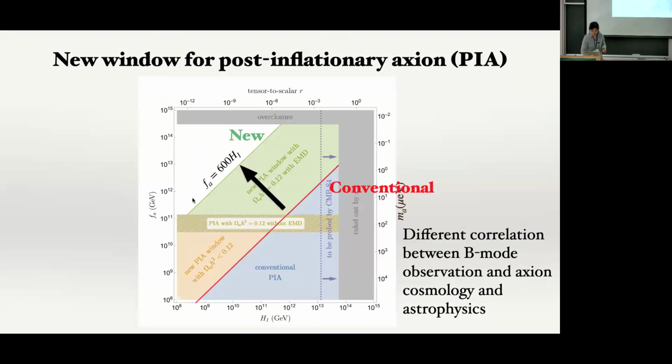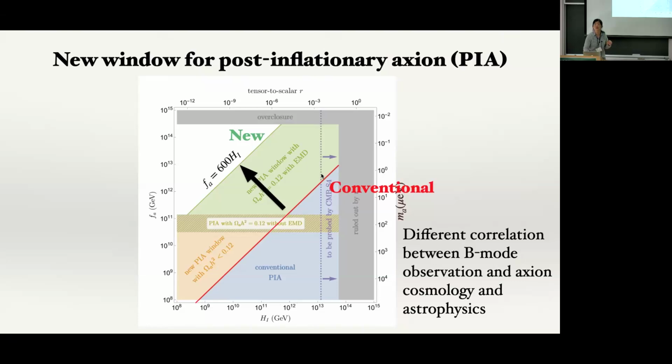I won't go into details. I just show you the consequence of it in this two-dimensional plot. The vertical axis is the axion decay constant. The horizontal axis is the inflation Hubble scale. It's a busy plot. I just want to draw attention to basically two lines.